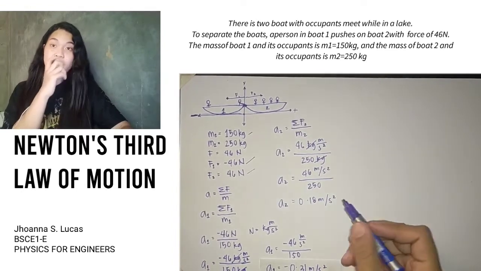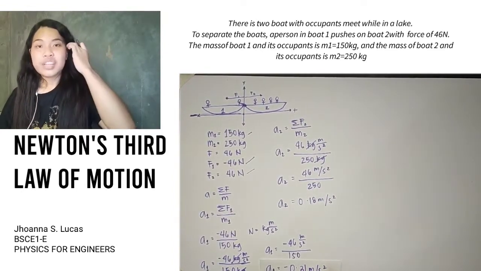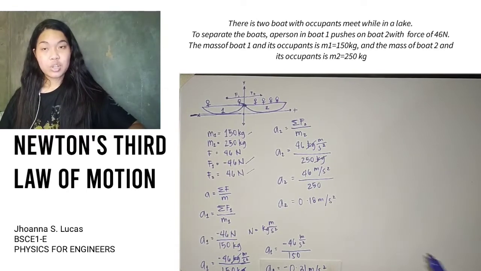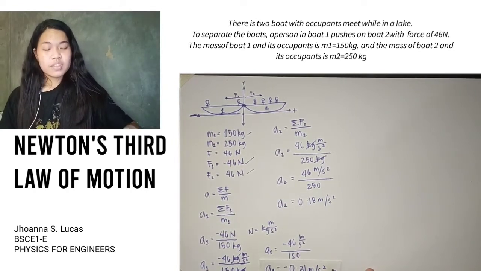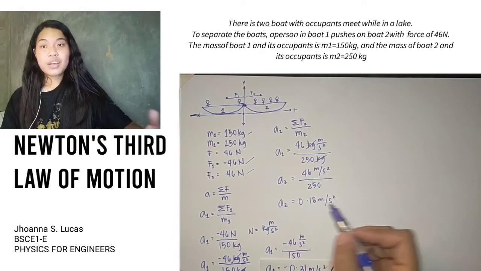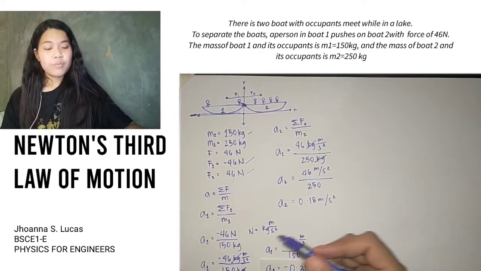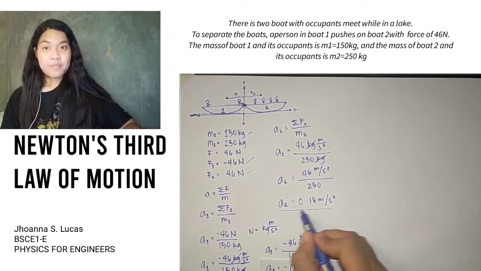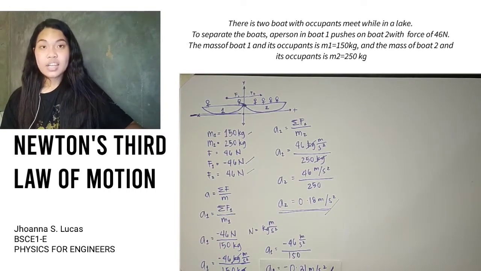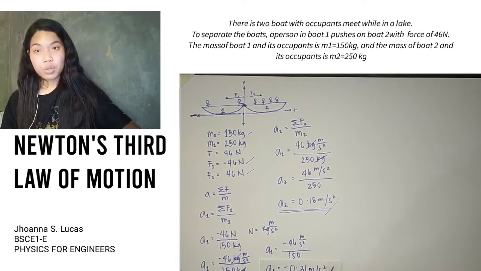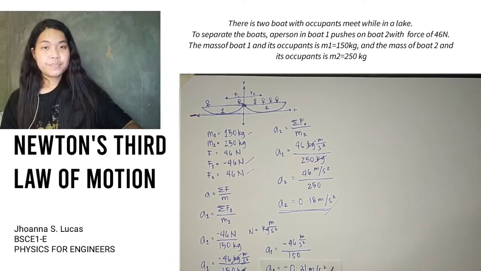So we already know the answer in letter A, which is the acceleration of each boat, which is a sub 1, or the acceleration in boat 1, is negative 0.31 meter per second squared, and for the acceleration in boat 2, which is 0.18 meter per second squared. So after that, we will now answer the question in letter B, which is: what is the separation of the boats after 1.2 seconds of pushing?